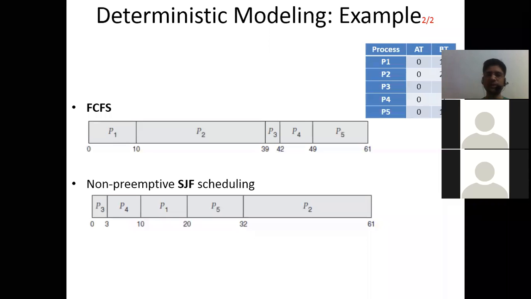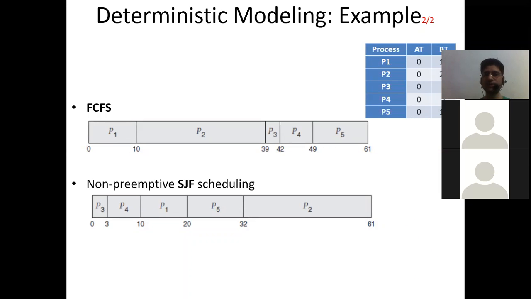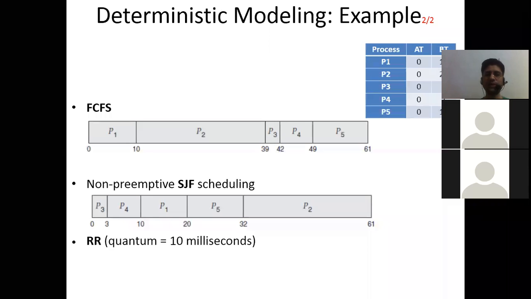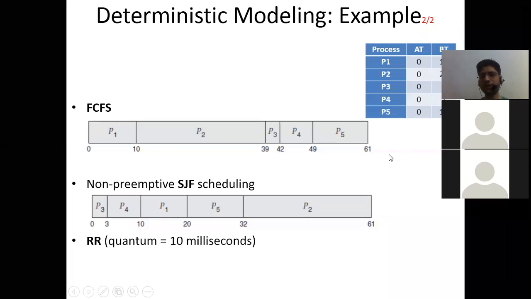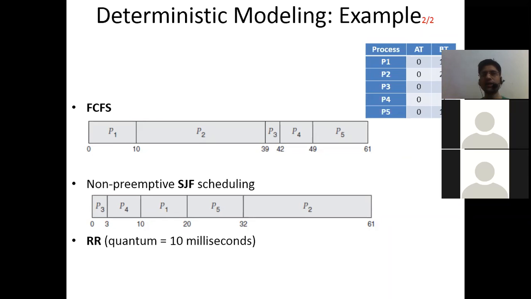Okay, everyone is done. So let's go for the last one, which was round robin with the time quantum given as 10 milliseconds. Go for it. Till now, FCFS, 28 milliseconds was the minimum average waiting time, and for non-preemptive SJF we have found 13 milliseconds, right? So till now, non-preemptive SJF is leading. Let's see what about round robin with time quantum as 10 milliseconds.